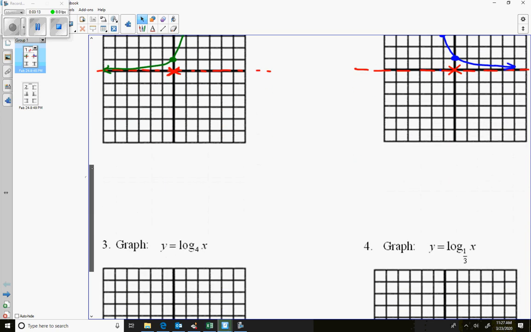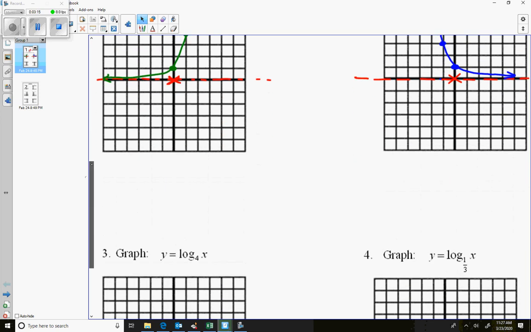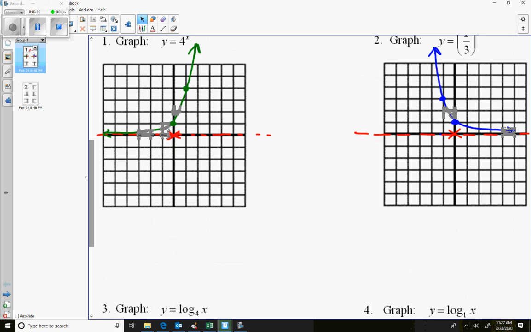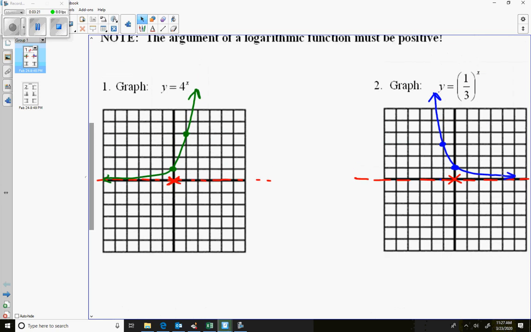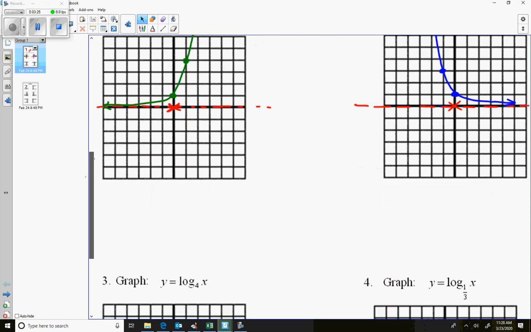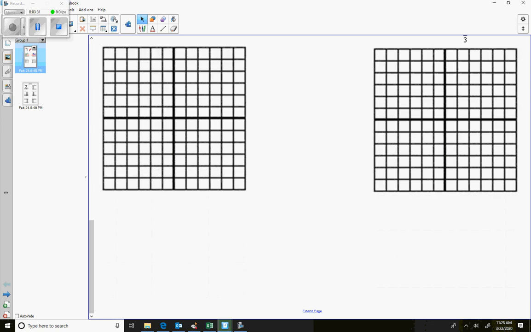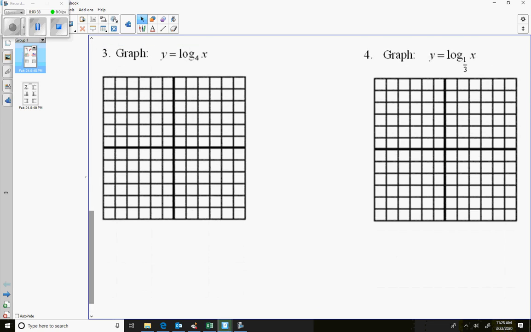Now, what we are really doing today are the log graphs. Now notice, I'm trying to get it where I can see both, can't very well. But whereas this was exponential base 4 and exponential base 1/3, now I'm going to do log base 4 and log base 1/3. So they are simply the inverses of the two graphs we just did.